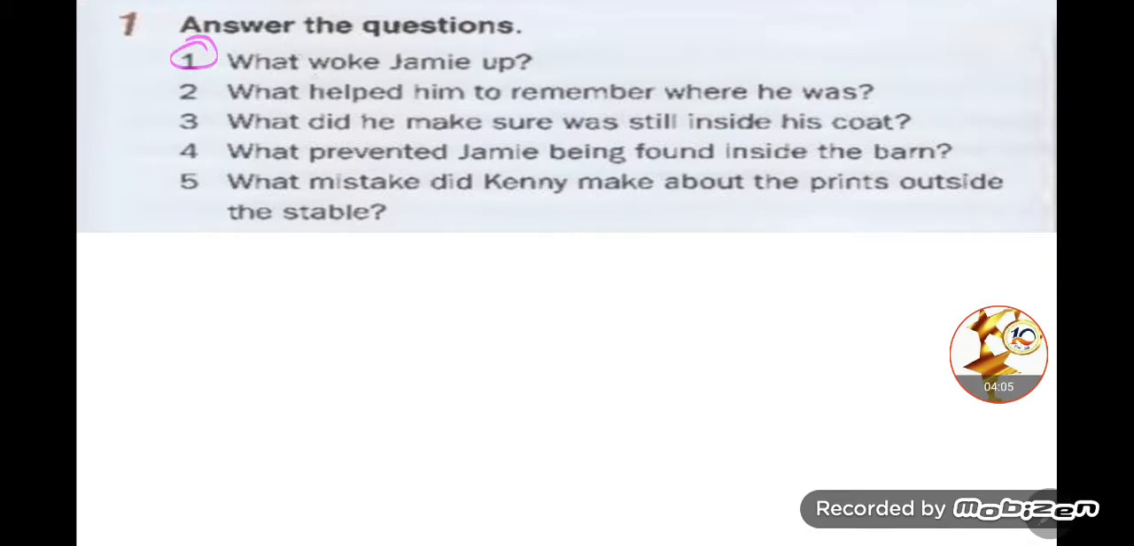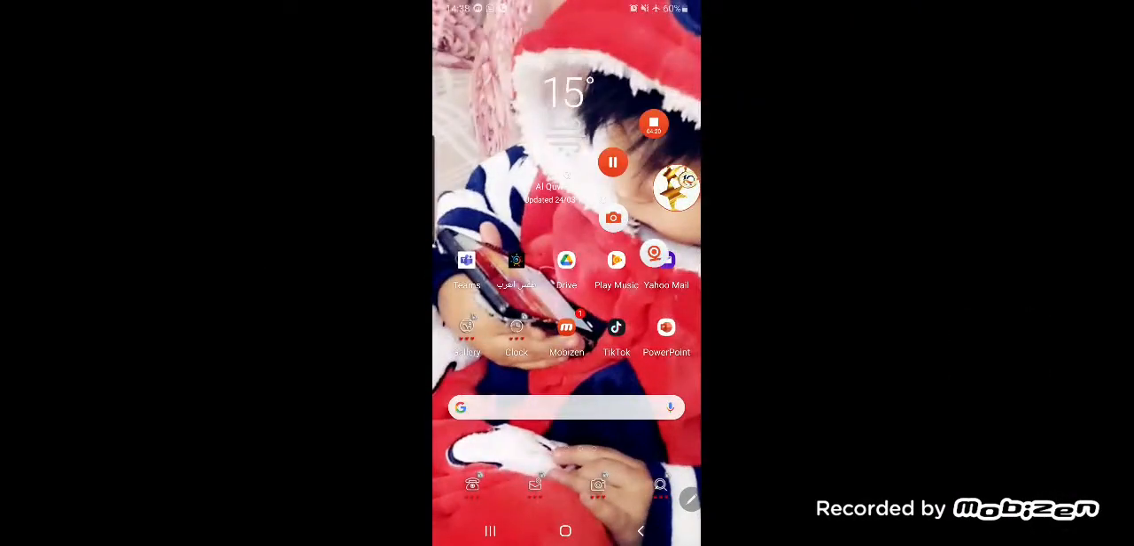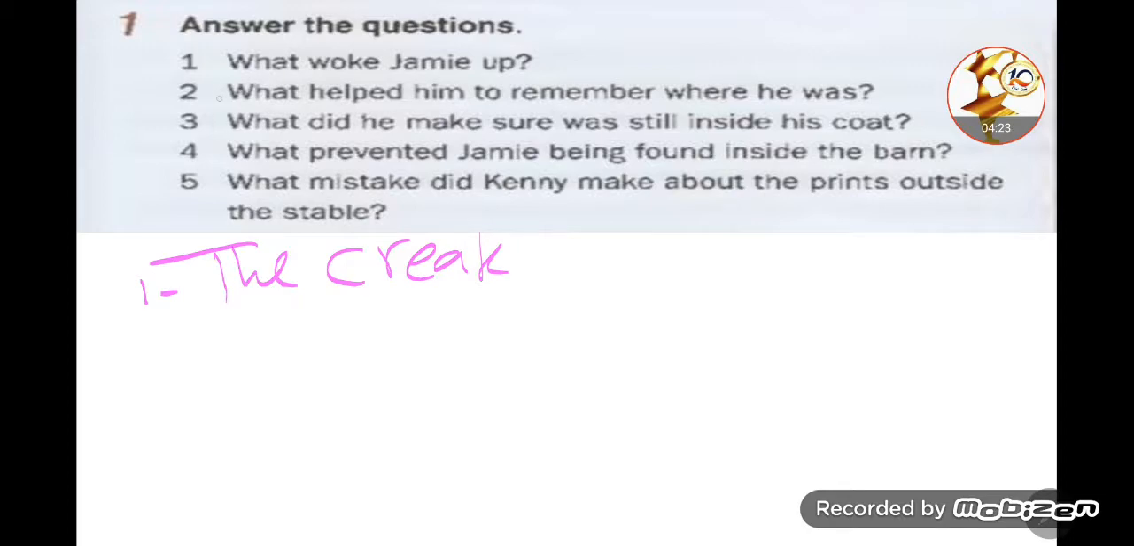Number 1 asks: what woke Jamie up? As you remember, Jamie was sleeping in the barn, but he woke up when he heard the crack of a door. He woke up when he heard the sound of the door opening. We said that usually when you open the doors of the stable or the barn, they make a creaking sound.